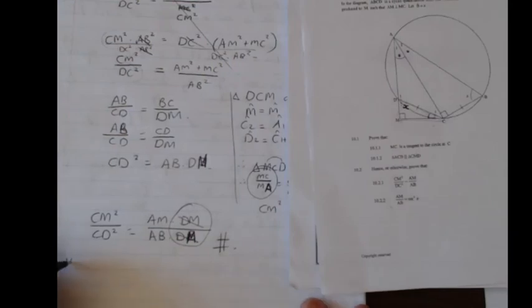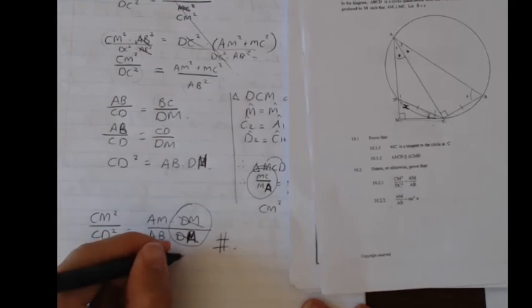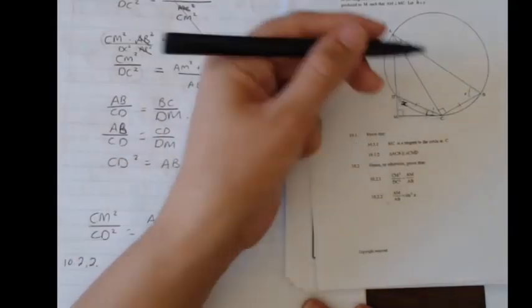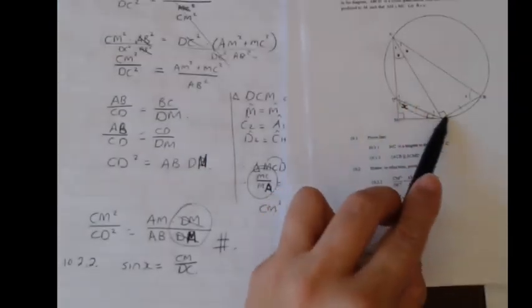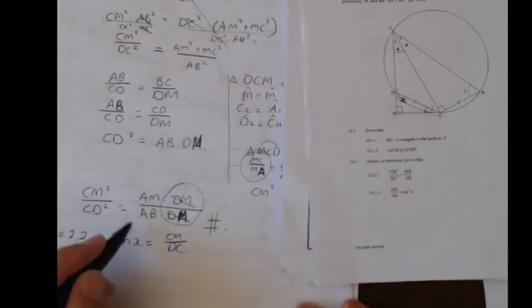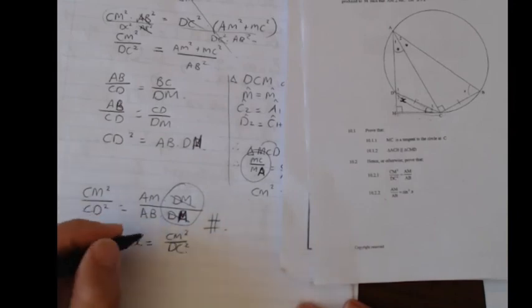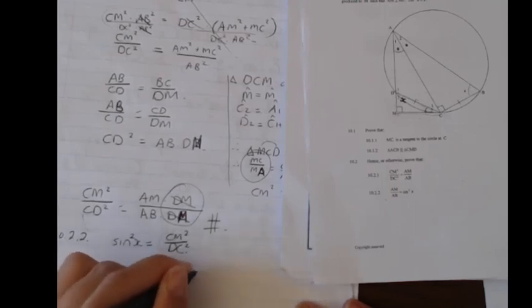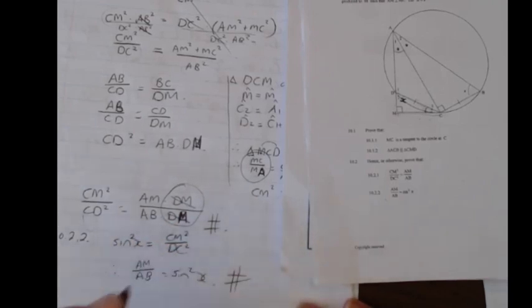So 10.2.2, sine x is equal to CM over DC. Sine of x is opposite over hypotenuse, CM over DC. And if I square this, CM squared over DC squared, sine squared is CM over DC squared, which is that. And then I've shown that this is equal to AM over AB. So AM over AB equals sine squared x. Okay, that was not difficult.